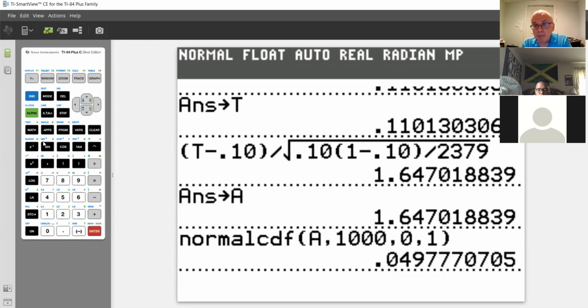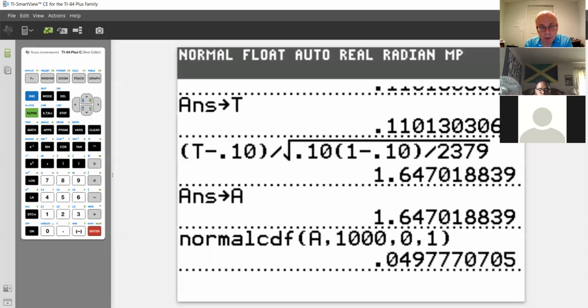And there's my p-value, 0.049777. You can round that to 0.0498. Never round p-values to 2 decimal places. Round it to at least 3 or 4. All right. So I'm going to round it to 4 decimal places, 0.0498. Right. So I now have my p-value.